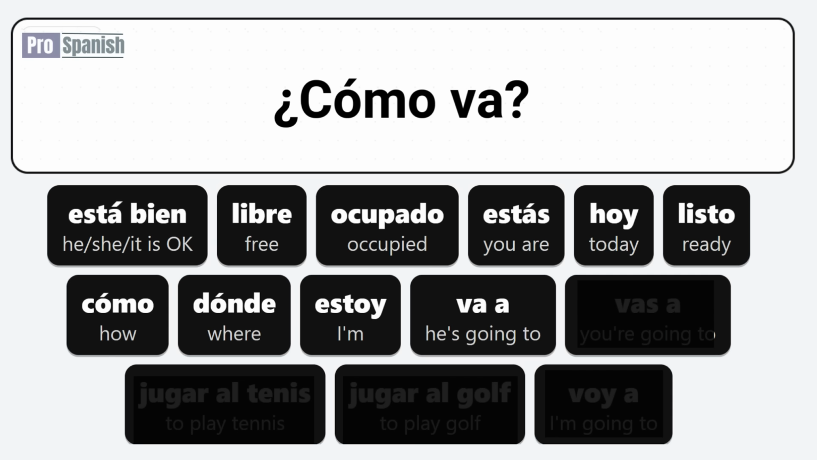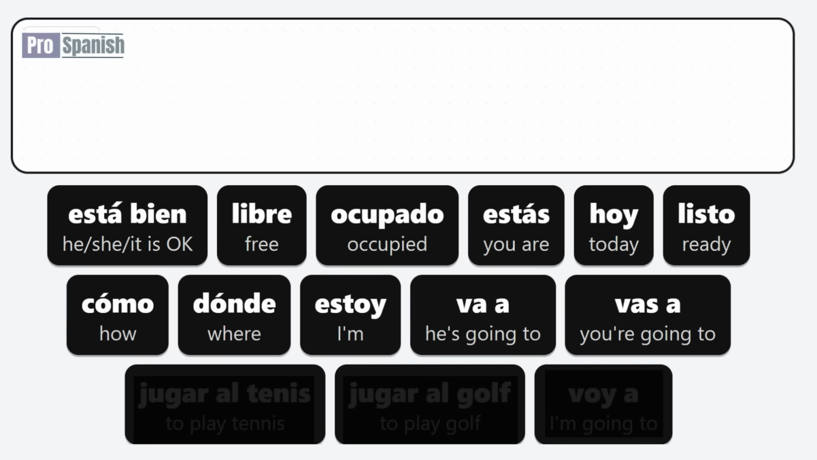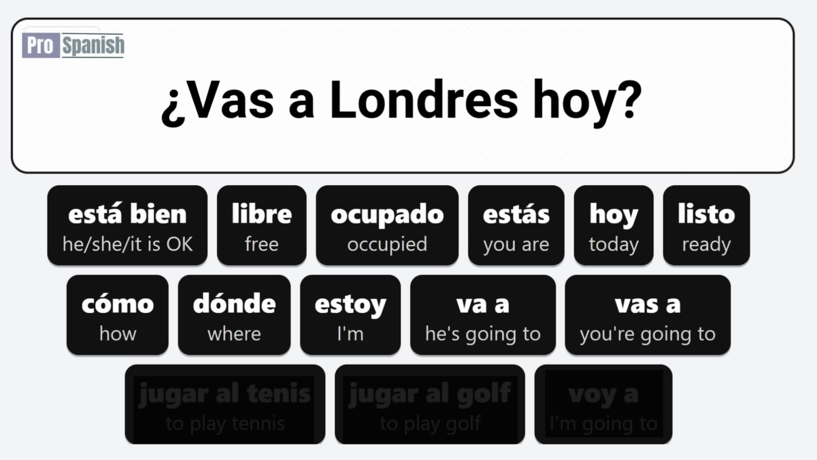Now, can you remember we learned he, she, it, is, which was está, and we went from there to you are. What letter did we add on? Yes, we added on the S to make it estás for the you version of that. So if he's going to is va a, how do you think you would say you're going to, or the question, are you going to? Yeah, just add an S on it, vas a. So you're going to, or the question, are you going to, is vas a. How would you ask, are you going to London today? ¿Vas a Londres hoy?